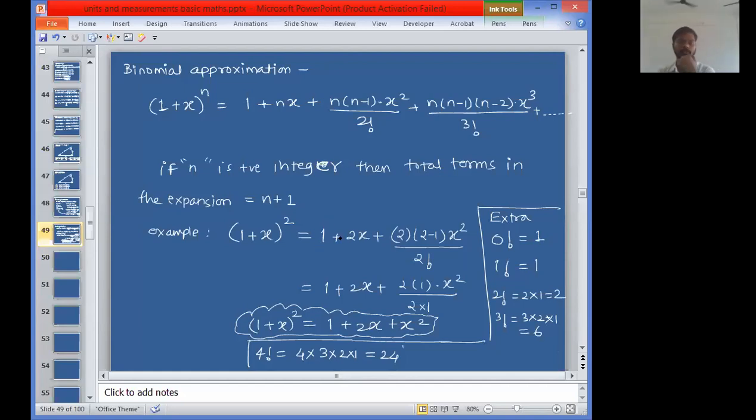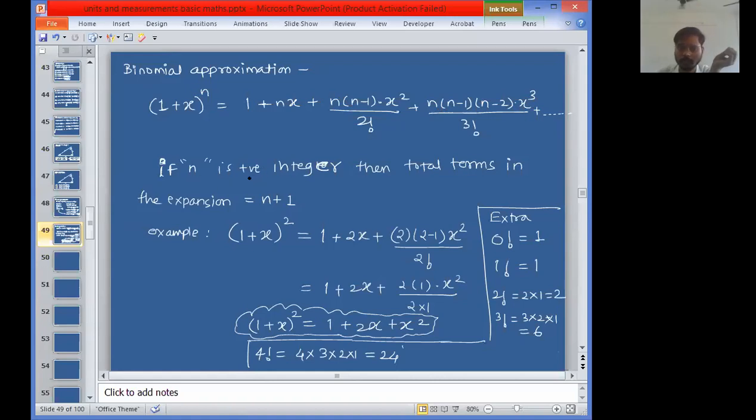Good. Done. This is true if n is a positive integer: 2, 3, 4. If n is 2, total terms will be n plus 1, meaning 3. If n is 4, total terms will be 5: 1, 2, 3, 4, and one more term, 5. If n is 7, you have to write 8 terms: 1, 2, 3, 4, 5, 6, 7, 8.